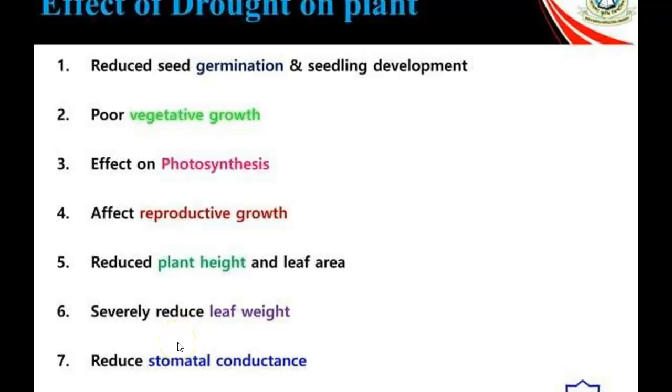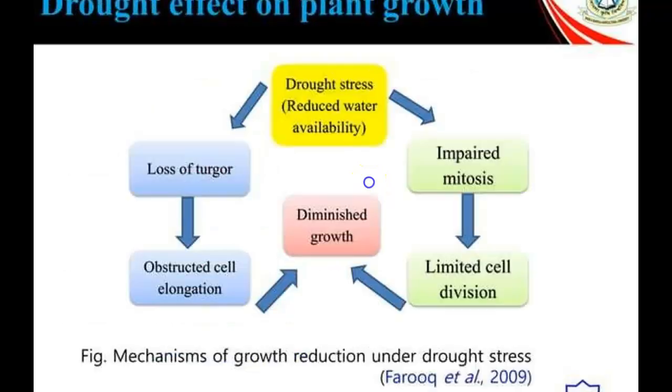So that they can avoid drought. What are the effects of drought on plants? As I have discussed, there is reduced germination, poor vegetative growth, and negative effects on photosynthesis, etc. So, how does drought diminish growth? Whenever there is water reduction and water availability is scarce, there is impaired mitosis that results in limited cell division, ultimately diminishing growth. Another way growth is reduced is the loss of turgidity that obstructs cell elongation. When there is no cell elongation, that also results in diminished growth or dwarf growth.